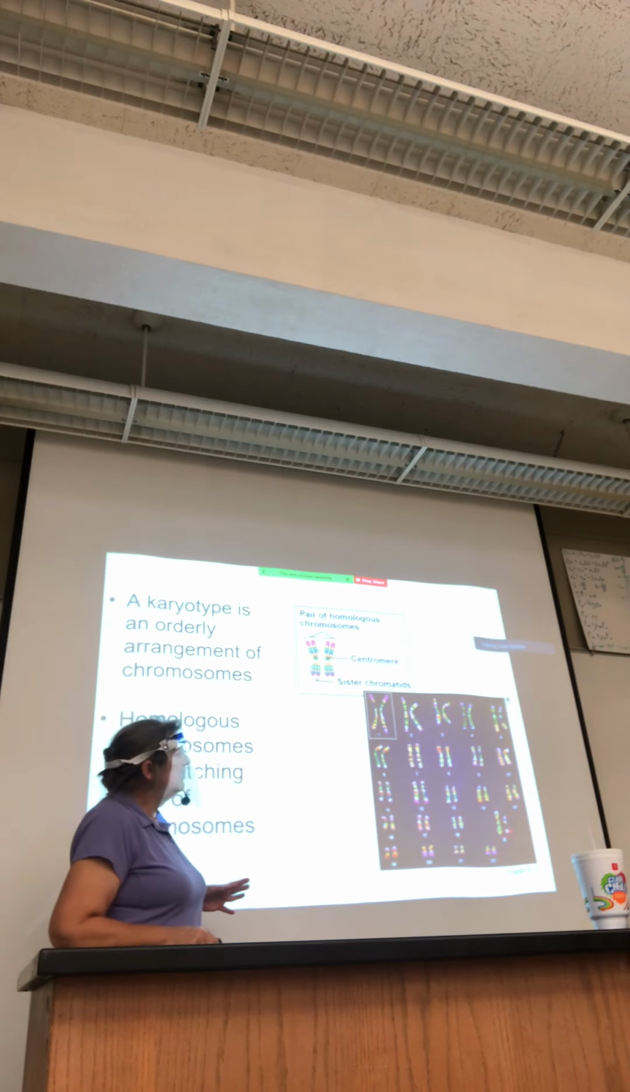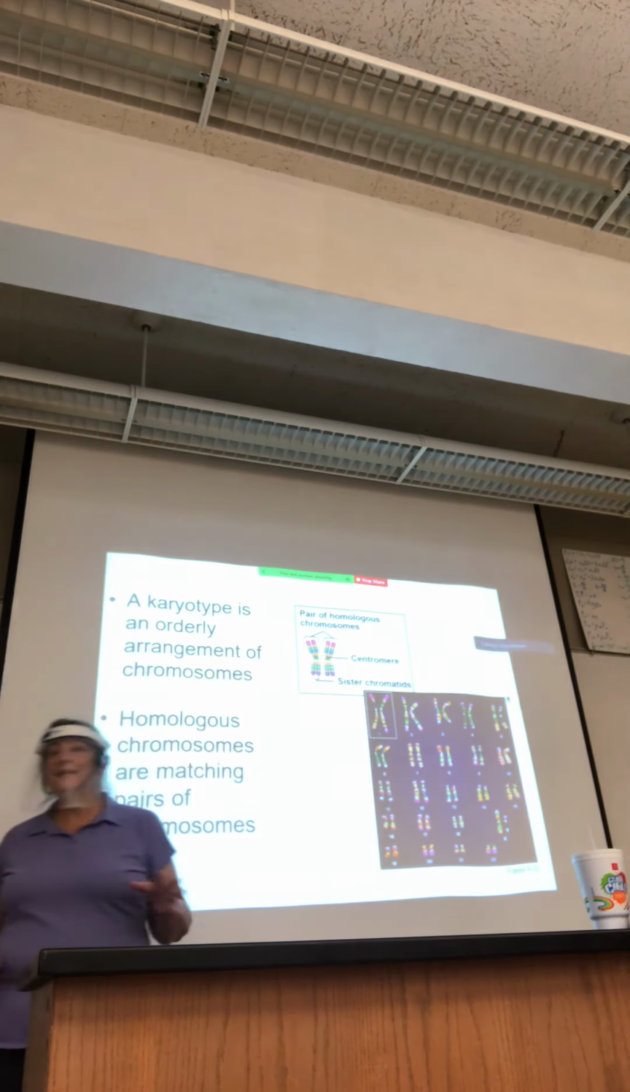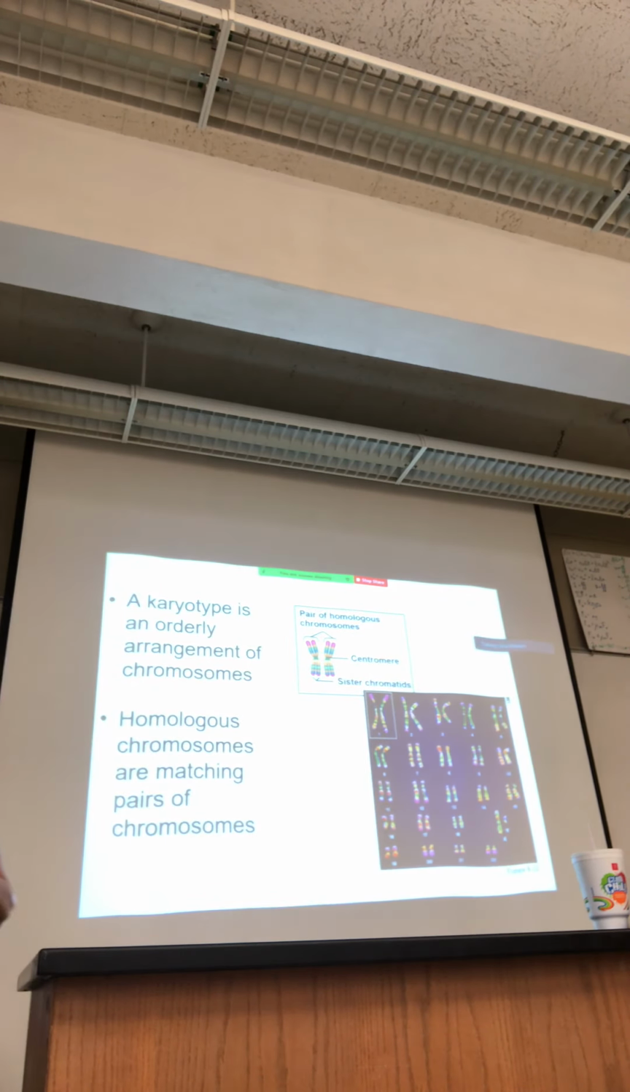So X and Y are not technically homologous chromosomes because they do not look alike. They do not have genes for the same products. But we consider them homologous chromosomes for the purpose of this kind of discussion.